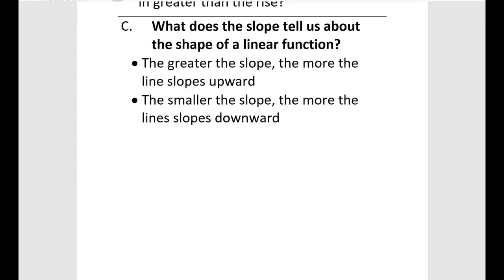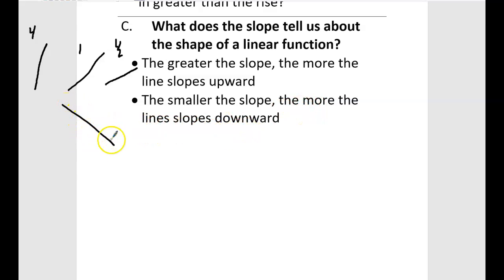What does the slope tell us about the shape of a linear function? Well, as you guys know, a positive slope means it goes up, and a negative slope means it goes down. So the more positive a slope is, or the bigger the number is, if it's positive, the steeper it gets. So the bigger a slope is, the more it slopes upwards. So like, for instance, if this was a slope of 1, a slope of 4 might look more like this, it's a little bit steeper. Whereas a slope of a half might look a little bit more flat like this, even though it still is going upwards.